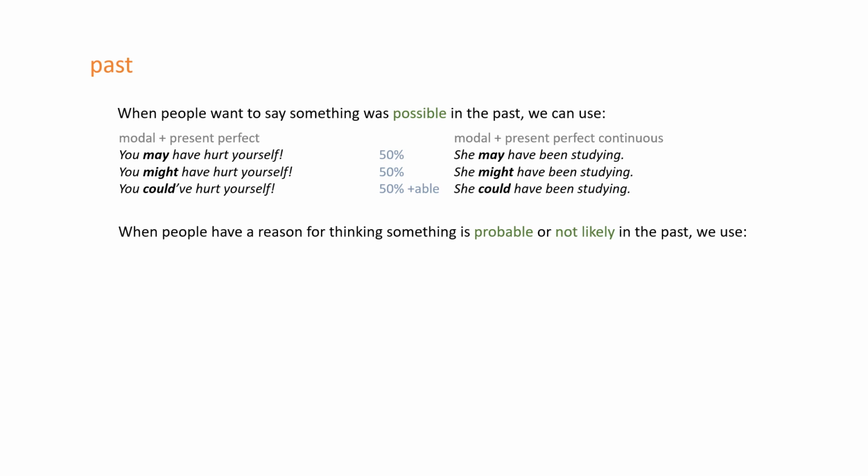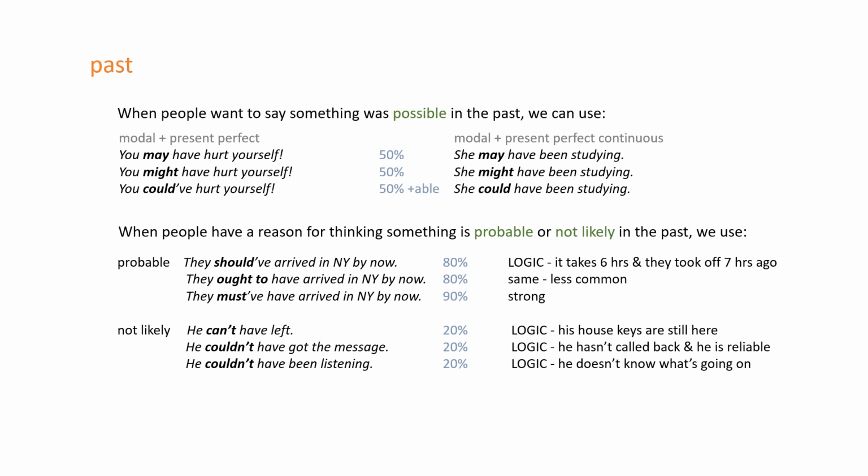Then, if we have a reason for thinking something, we use our logic, our deduction, maybe. Then we use these words. So there's a bit to remember here, but let's have a go. Probable. They should have, they ought to have arrived. They should have arrived, and notice I have used the contraction, the apostrophe VE, because this is how people speak most of the time. They should have arrived in New York.